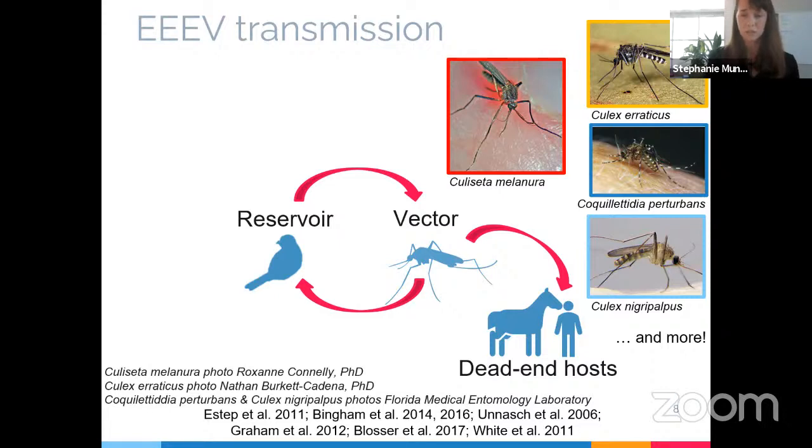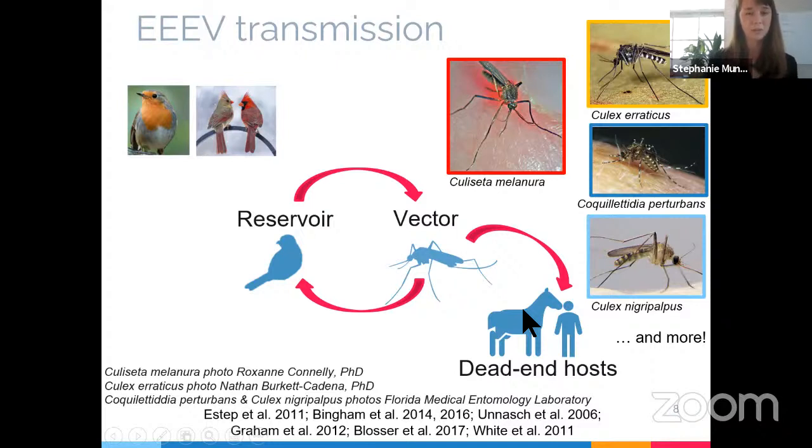So this is actually just the short list of suspects. There are more vector species that are capable of transmitting EEEV, but these are just the ones that were present in any number in the study area I was looking at in Central Florida. We also have to think about the reservoir host species.